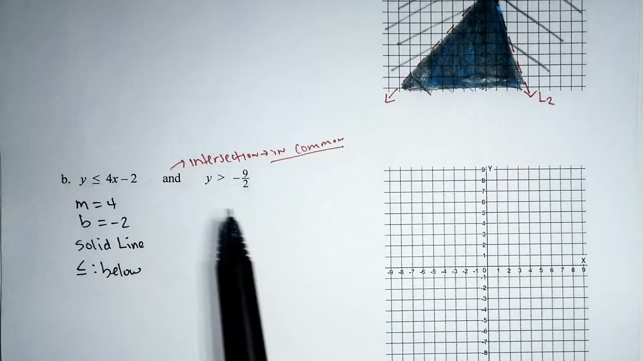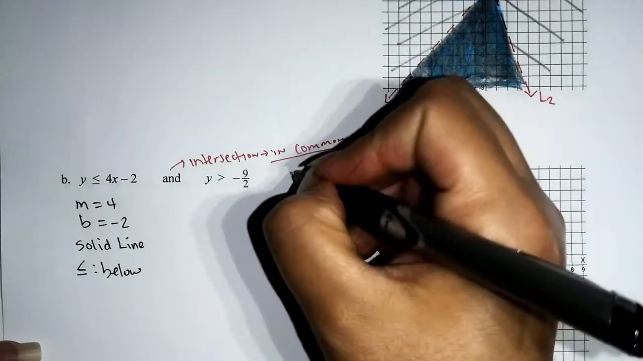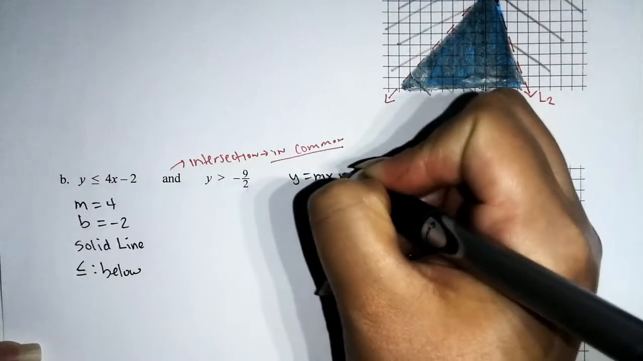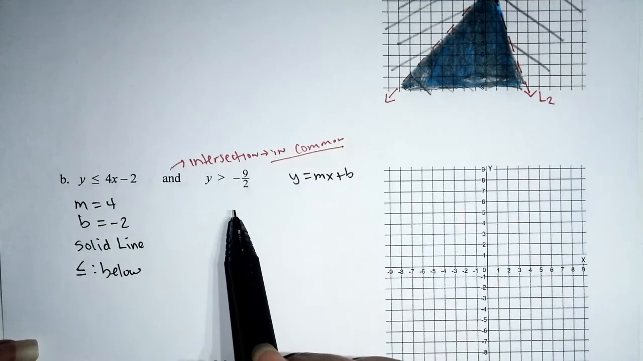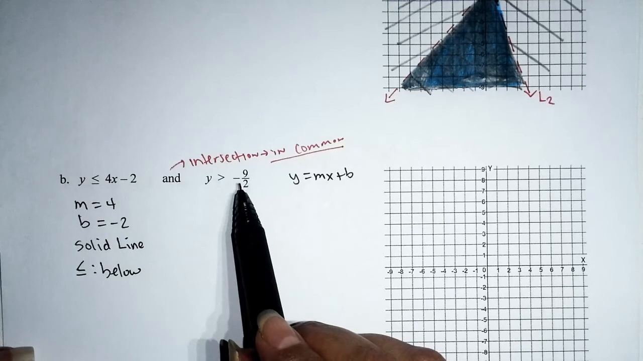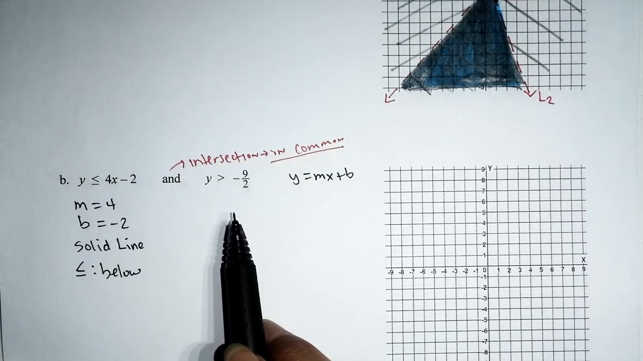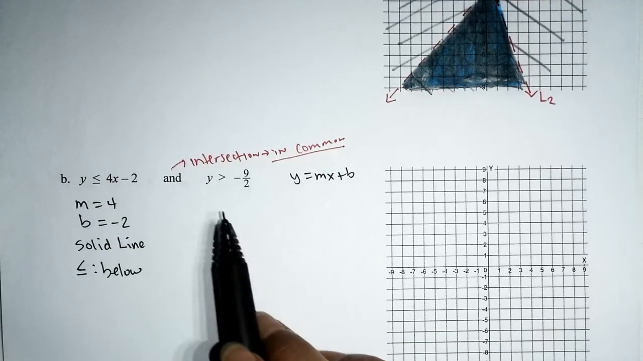Second inequality. At first I was very thankful, like, yes, this one's already solved for y. But check it out, this is not really in slope-intercept form, y equals mx plus b. We could force it, like put a 0x in front, but sometimes students are with me, sometimes they're not. So this is what we're going to do: we're just going to do a table of values to help us graph this line.